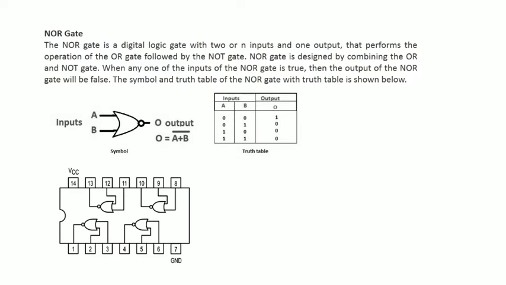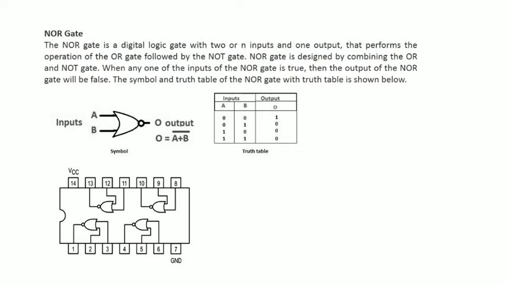Now the next gate is the NOR gate. A NOR gate is a digital logic circuit which has 2 or more inputs and only one output. The output equation for the same is given as (A plus B) complement, where A and B both are the inputs of that particular IC.